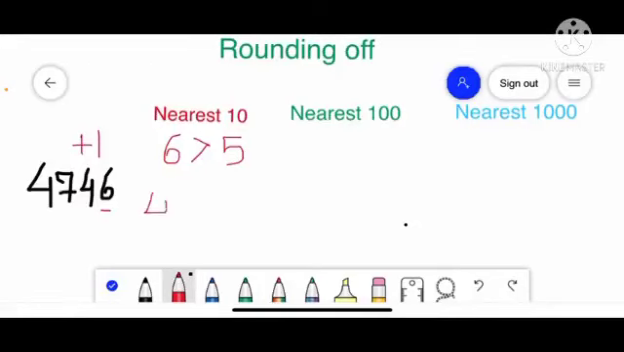Now our number will be 4750. 4 plus 1, that is 5, and the digit we are comparing, that is 6, will be replaced by 0.